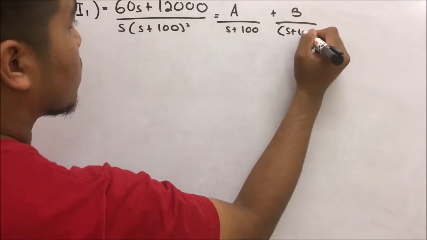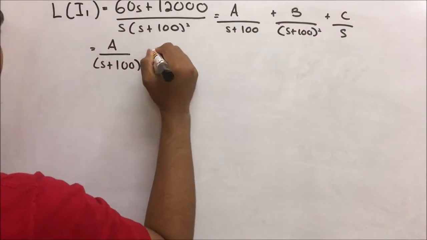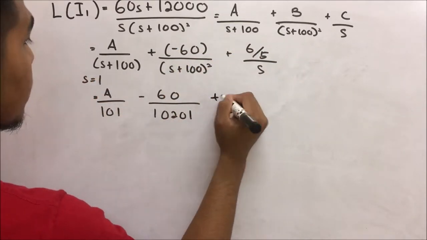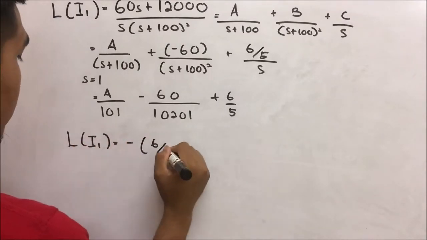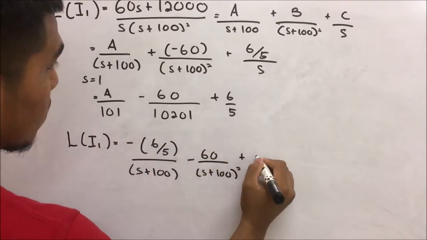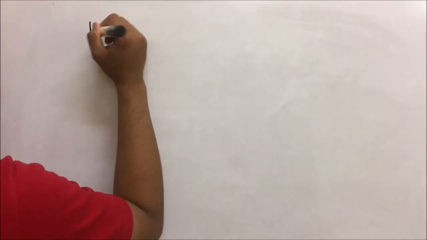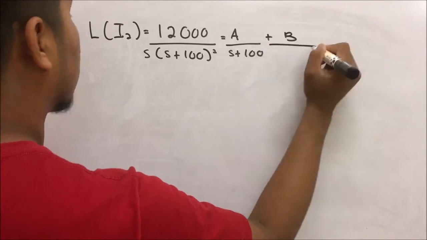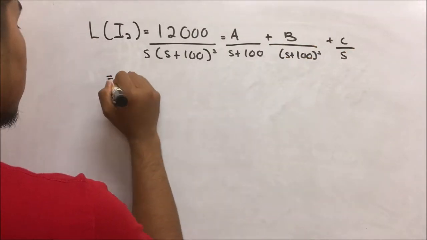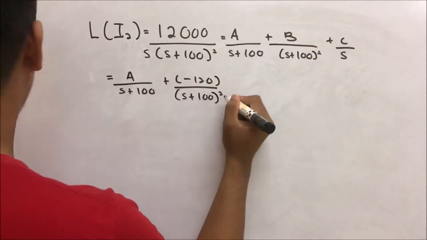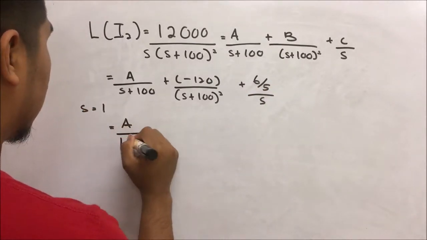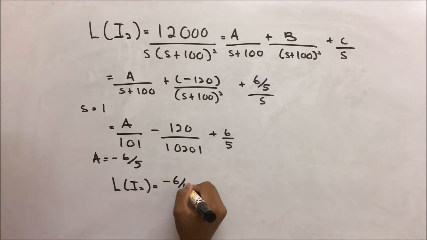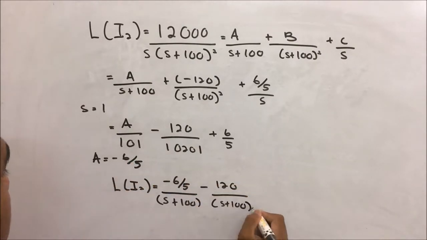By using partial fractions, we get B equal to -60 and C equal to 6/5, and we let s equal to 1, and from there A equals -6/5. We then solve the partial fractions for L{I1}. To solve L{I2}, we also use partial fractions, and B equals -120, C equals 6/5. We also let s equal to 1 and get A equal to -6/5, and after that we get L{I2}.